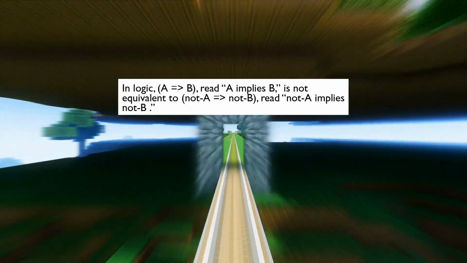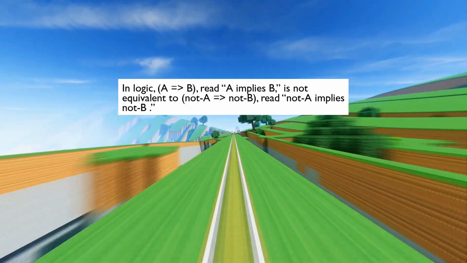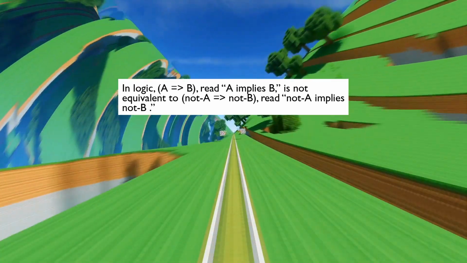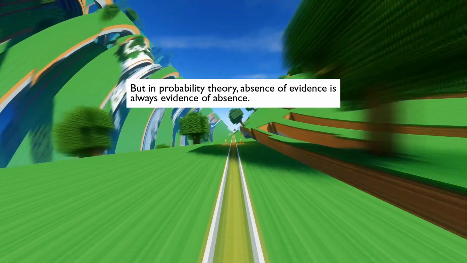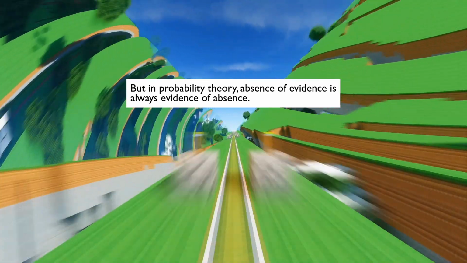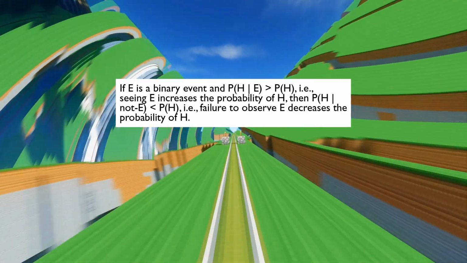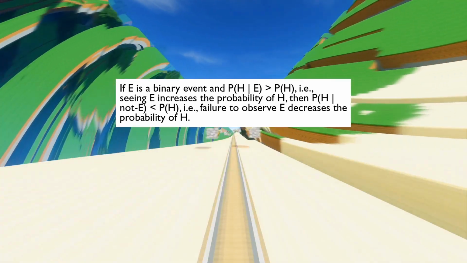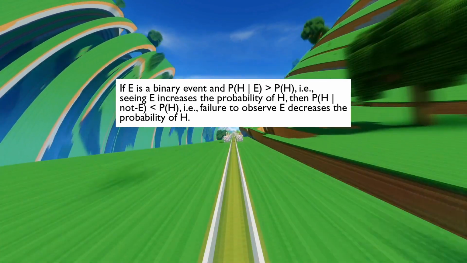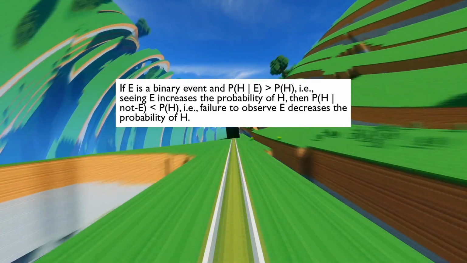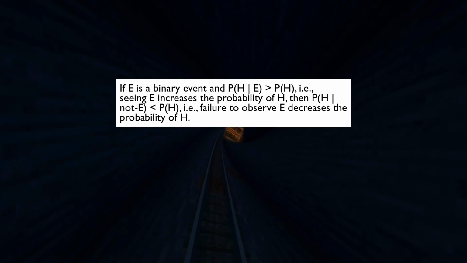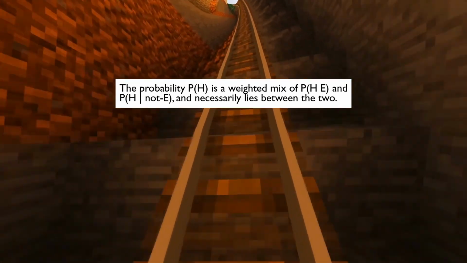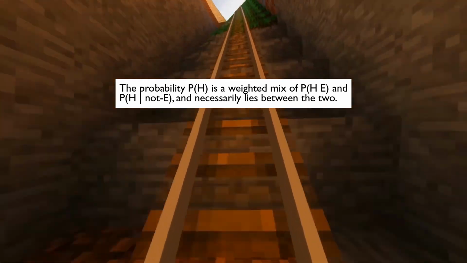In logic, A implies B, is not equivalent to not A implies not B. But in probability theory, absence of evidence is always evidence of absence. If E is a binary event and P(H|E) is greater than P(H), i.e., seeing E increases the probability of H, then P(H|not E) is less than P(H), i.e., failure to observe E decreases the probability of H. The probability P(H) is a weighted mix of P(H|E) and P(H|not E), and necessarily lies between the two.